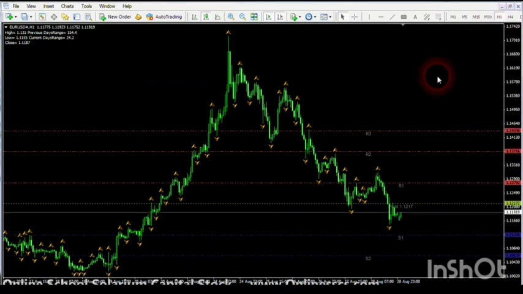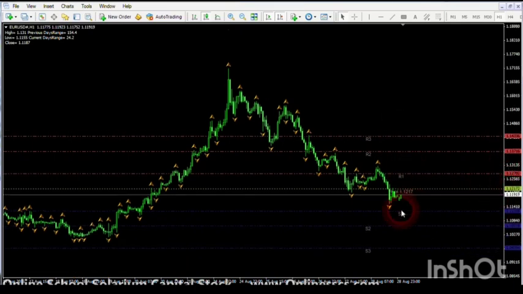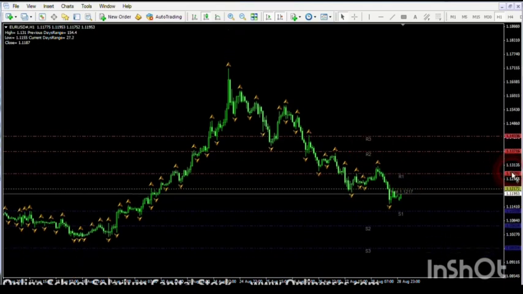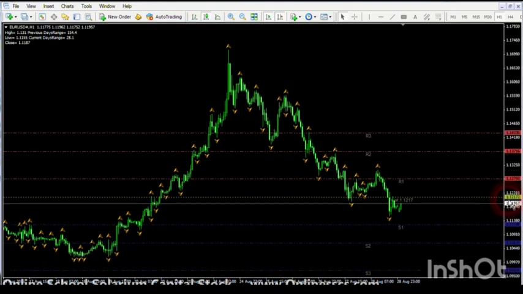So let's move on to a shorter time frame. We have 3 lines at the top and 3 lines at the bottom. And also we have this green line here, which is our central daily pivot. So this is our R1, R2, and R3, and this is our S1, S2, and S3.